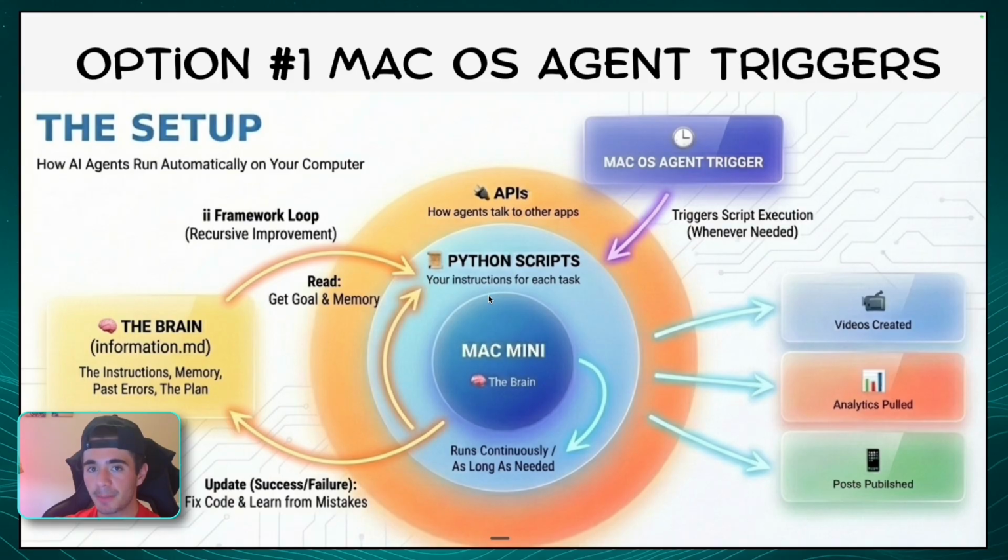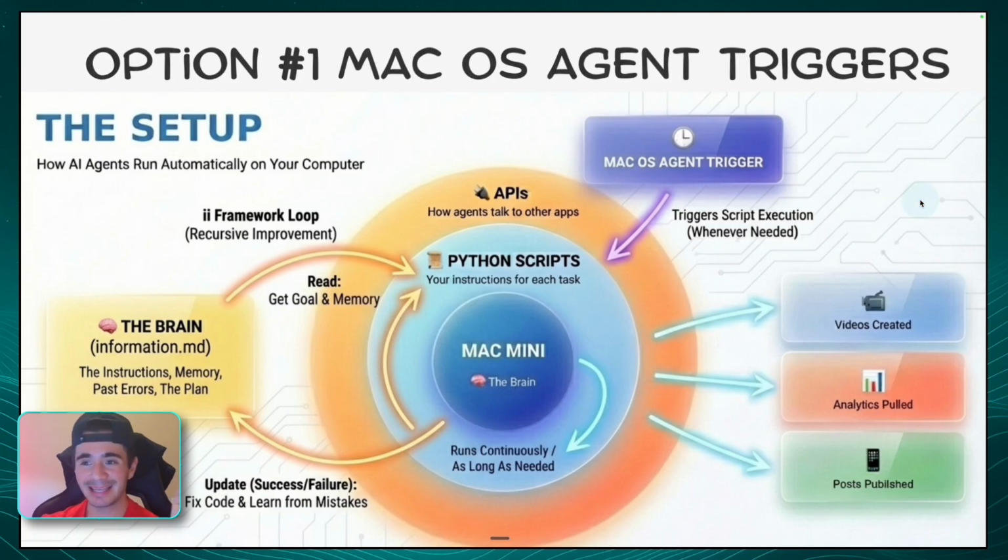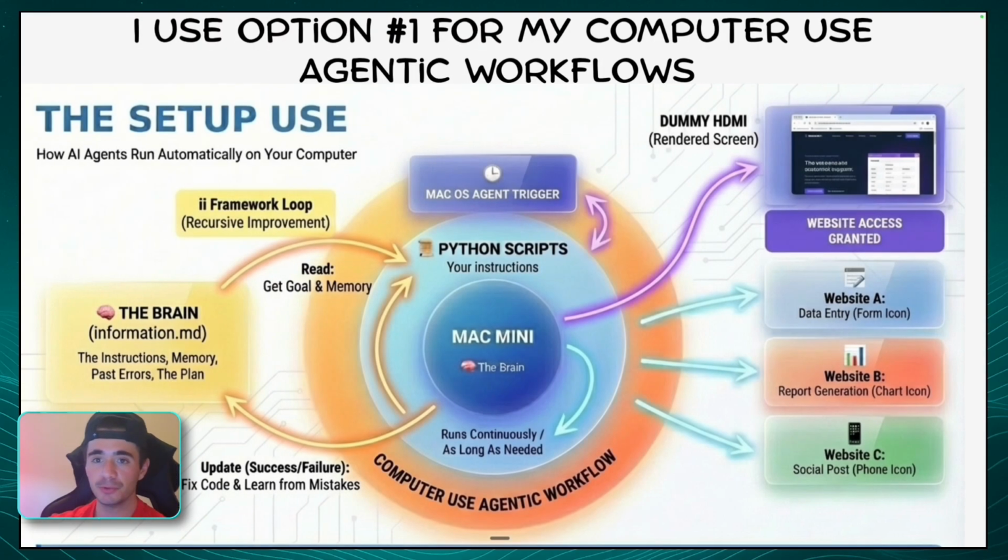And the reason why this is a massive upgrade from platforms like n8n is because whenever the agent runs into an error, it actually recursively improves itself and rewrites the information MD file again and again and again until it actually perfects the workflow that we're looking for. Now, let me explain to you guys the exact way that I use option number one. And that is for my computer use agentic workflows.